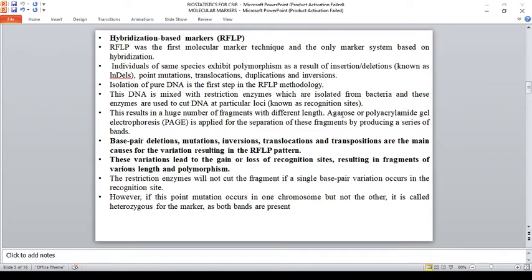Then when you run it on an agarose gel, you will find a separation of fragments producing a series of bands, and you need to compare these bands. The restriction enzymes will not cut the fragment if a single base pair variation occurs in the recognition site. So based on this RFLP pattern, we can determine everything.